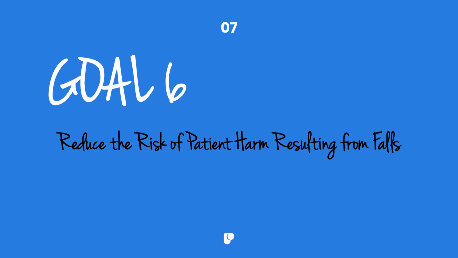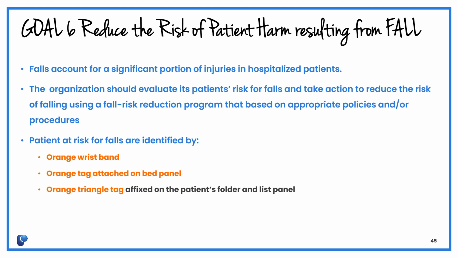Now we talk about Goal 6, which is to reduce the risk of patient harm resulting from falls. Falls account for a significant portion of injuries in hospitalized patients. Every organization should evaluate its patients' risk of falls and take actions to reduce the risk of fall using a reduction program based on the policies and procedures in our organization. So, patients who are high risk for falls have an orange wristband, an orange tag attached to the bed head, and an orange triangle affixed to the patient's folder.